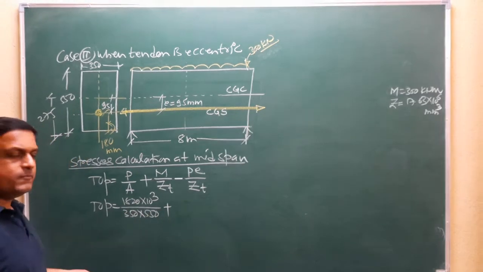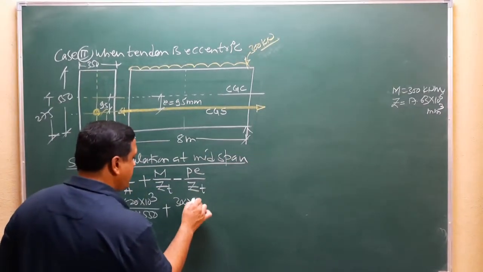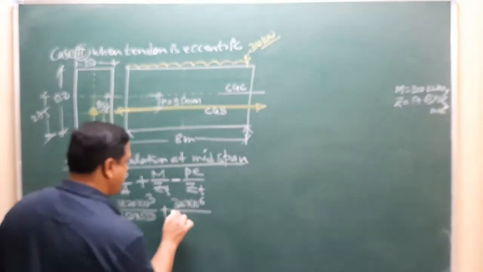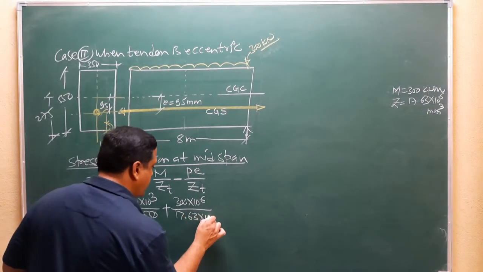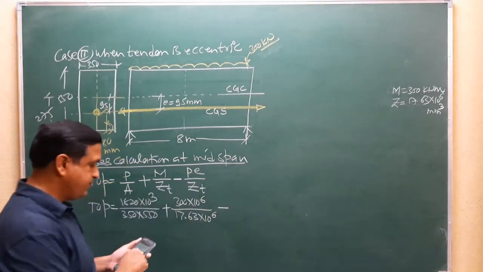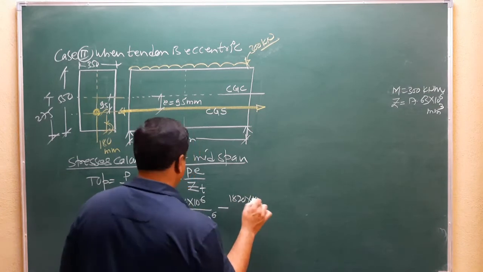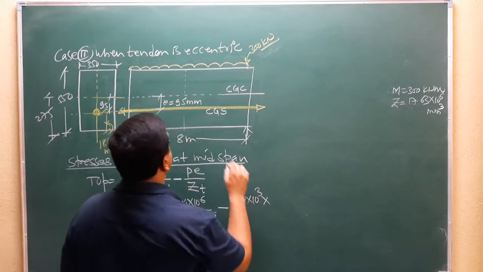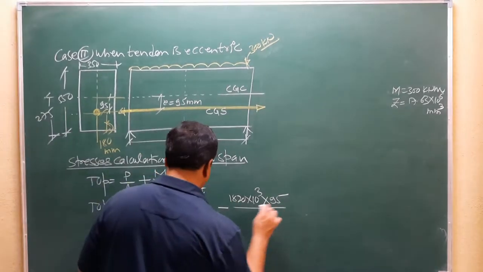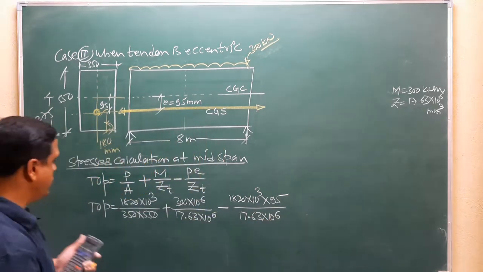Already we have calculated this term. What is the bending moment due to the external load? It is 300 into 10 raised to 6, because you have to convert this value into Newton mm. What is the Z? Z top is 17.63 into 10 raised to 6. Minus, what is the P? P is 1820 into 10 raised to 3. Eccentricity is 95. Now what is the Z? Z is 17.63 into 10 raised to 6. Now you have to do the calculations.